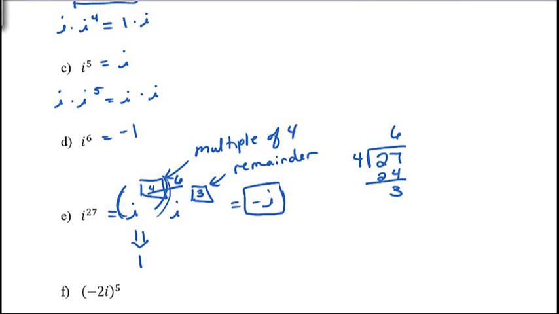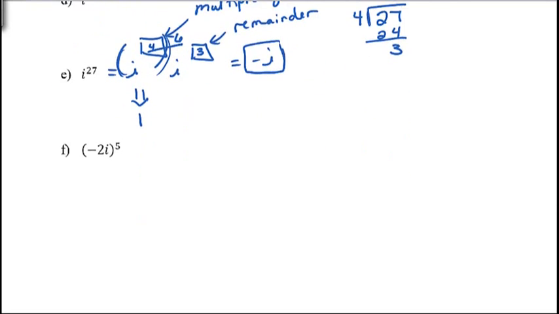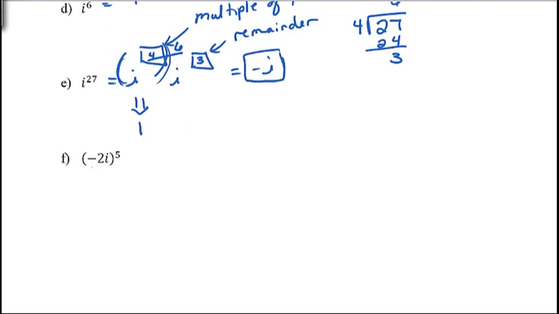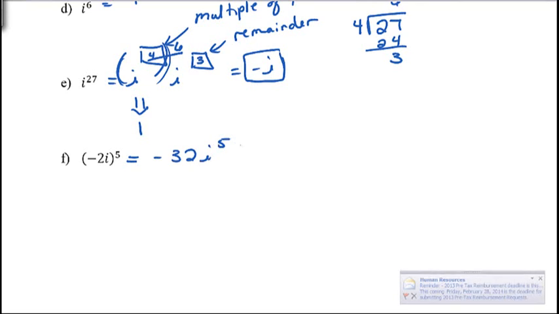And negative 2i to the fifth. So negative 2 to the fifth is negative 2 times negative 2 times negative 2, 5 times, which is negative 32. And then we would have i to the fifth. And i to the fourth is equal to 1, and so this would be the same as negative 32i. Whoops, I forgot my 2.